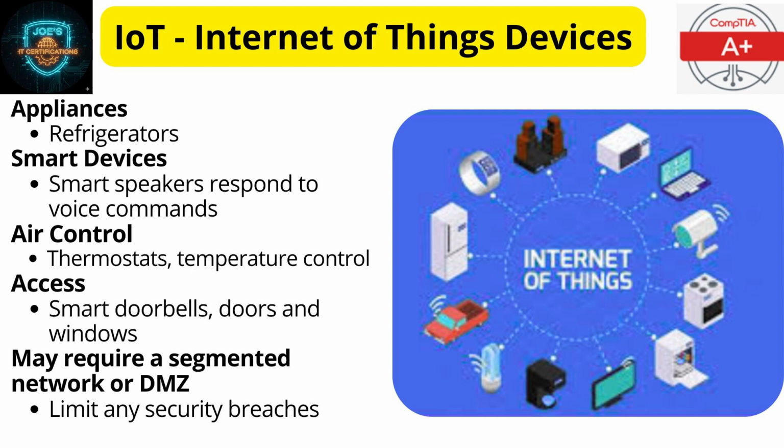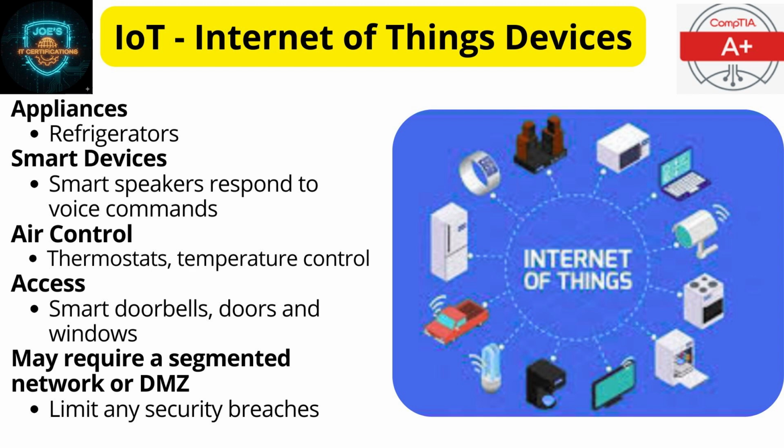Another category of services that has become very popular are IoT devices, or Internet of Things. This is a broad category of devices, which could be appliances such as refrigerators or coffee makers. It might be smart devices where you can talk to the device and have it perform a series of functions, or maybe this deals with air conditioning or heating controls within your organization. Some IoT devices can provide access through a doorbell or garage door.